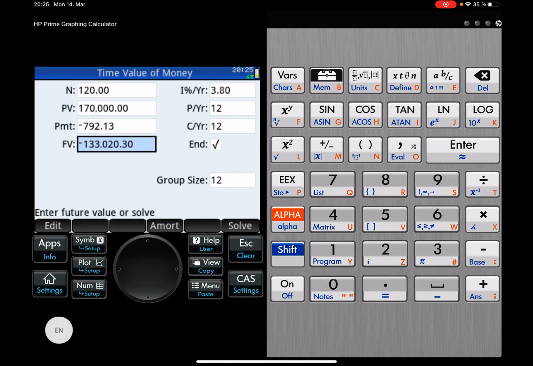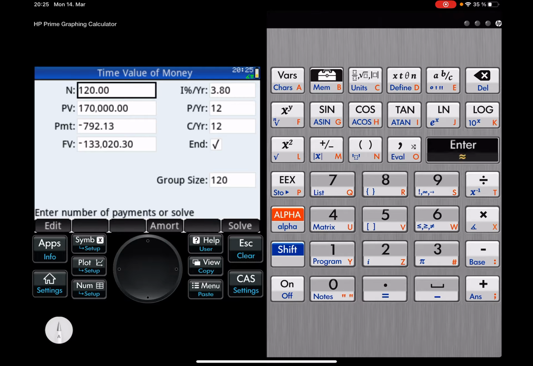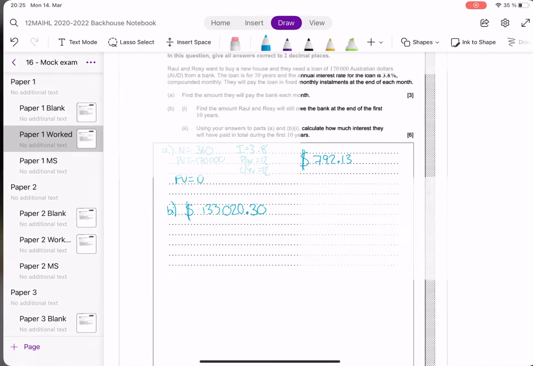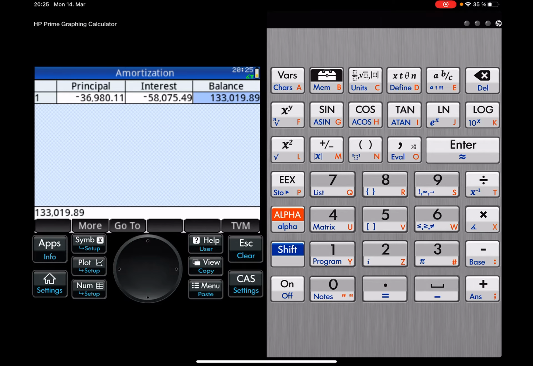They said, we've got to 10 years already. There's been 120 payments so far. They made the group size 120. So there's just one group. And then they pressed amort, which is down the bottom of your screen, kind of in towards the middle. And then here they said, right, that's how much to be paid back. Looks kind of close. That is the amount of interest I've paid. And they got it like that. So that's really nice. Playing with the group size can be quite useful.